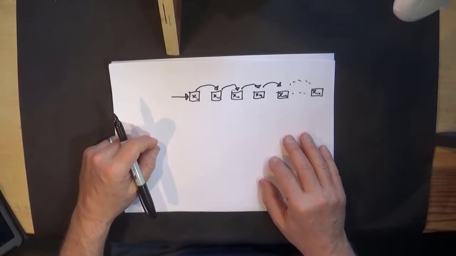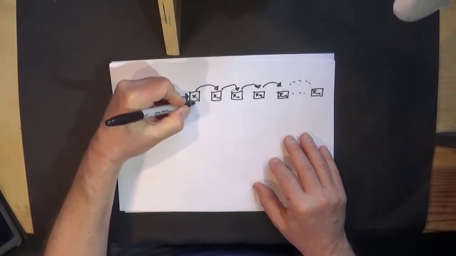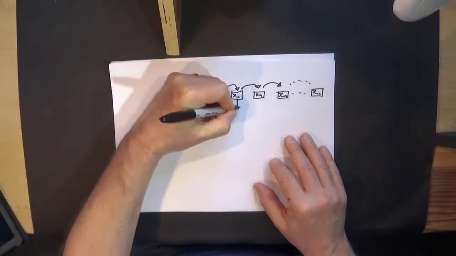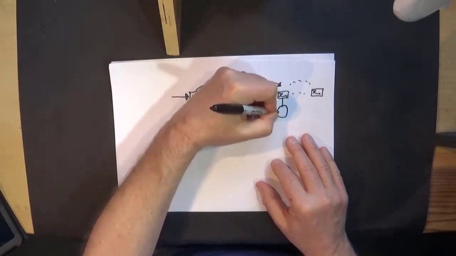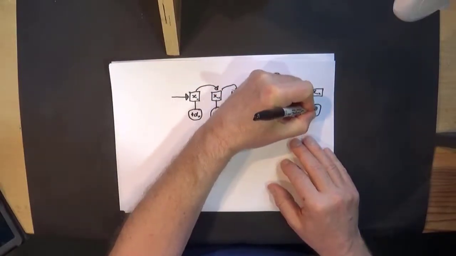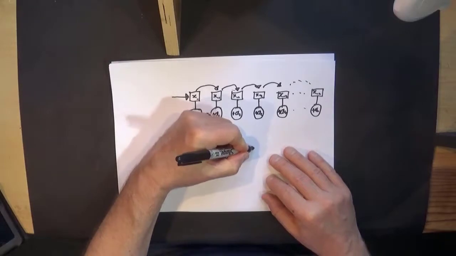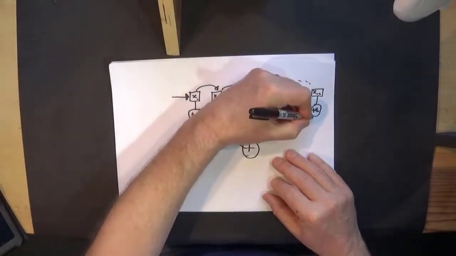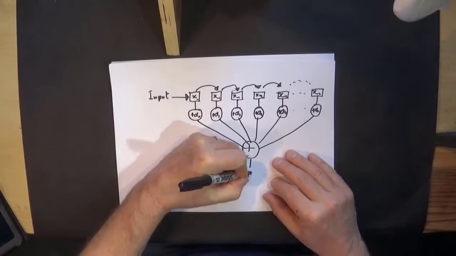And what we do to form our filter output is we multiply each of these by a number. So times A0, times A1, times A2, times A3, times A4, and so on to times AN. And we simply sum together all these scaled values, and that's our output.